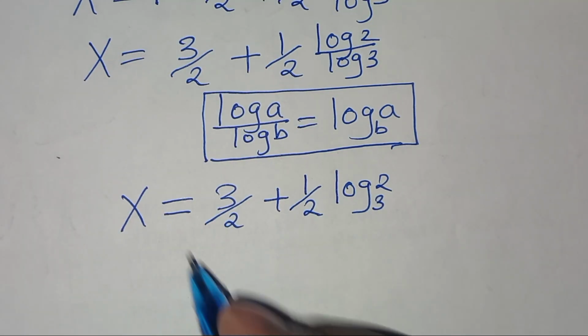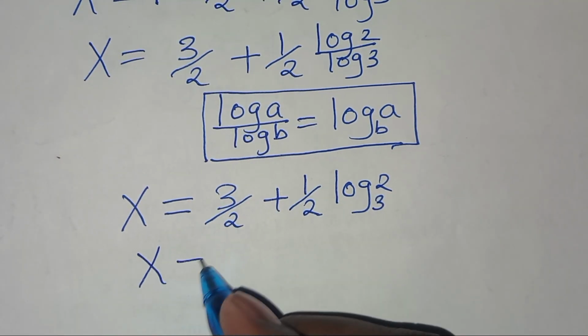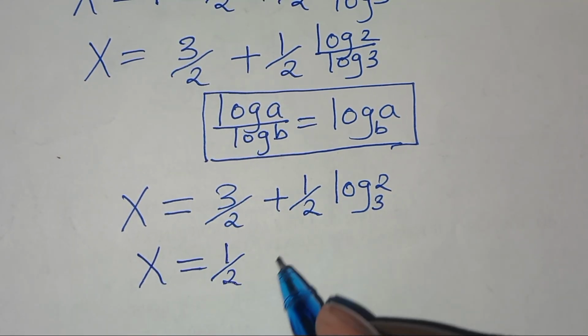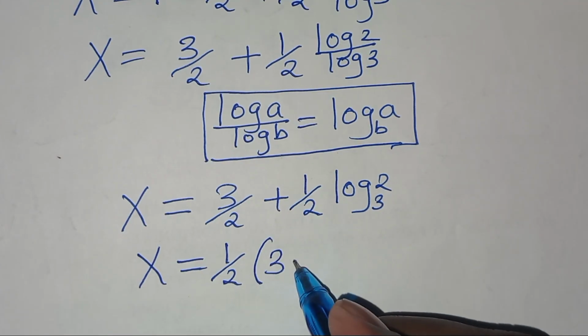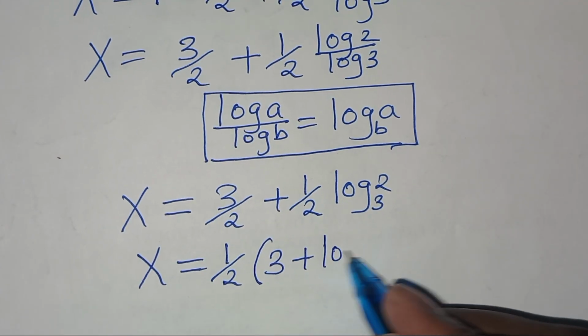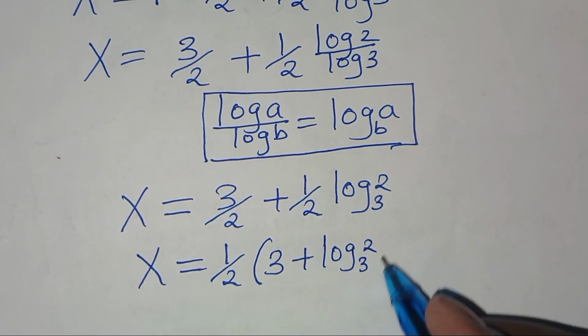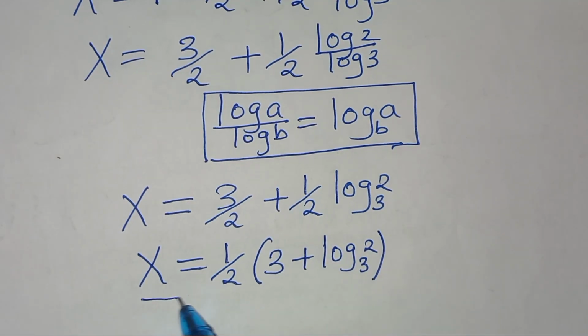But since a half is common here, we can express x as a half into the bracket here, 3 plus log 2 to base 3. So this is the value of x.